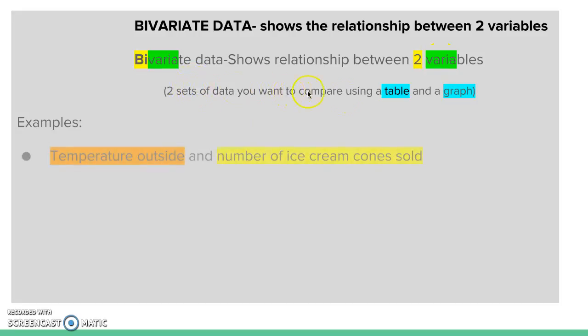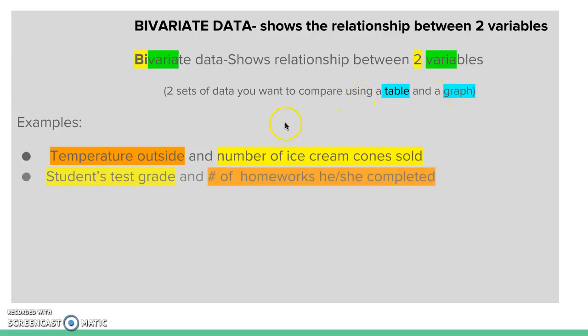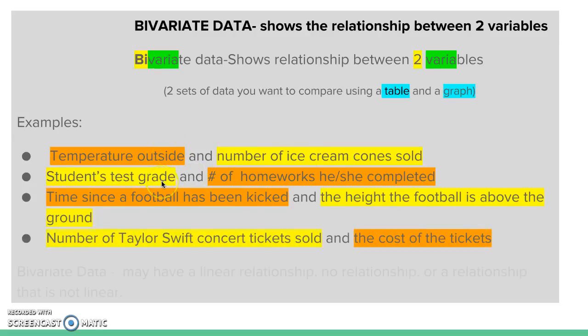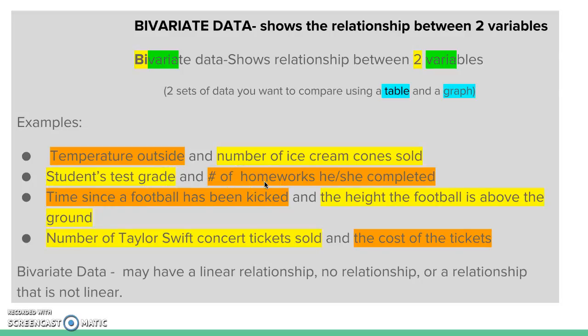The two sets of data we're going to compare, we'll use a table and a graph. Here are some examples of bivariate data. The number of ice cream cones sold is going to depend on the temperature outside. A student's test grade is going to depend on the number of homeworks he or she completes. The height of the football above the ground depends on the time since the football's been kicked. And the number of Taylor Swift concert tickets sold is going to depend on the cost of each ticket.